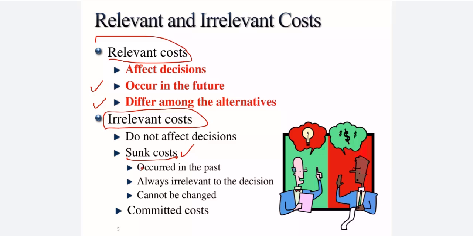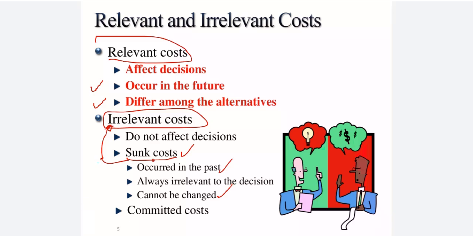اوكي يبقى sunk cost دي تعتبر relevant ولا irrelevant؟ irrelevant cost. Why irrelevant؟ لأنها sunk cost معناها cost happened in the past. Okay and it will not be changed. يعني my decision will not change this cost. يبقى it's not relevant to my decision.